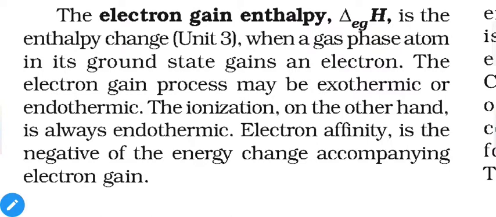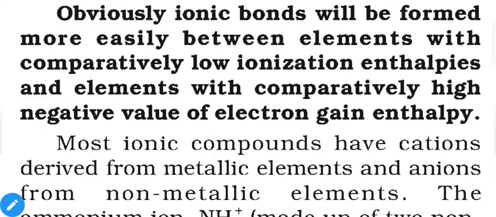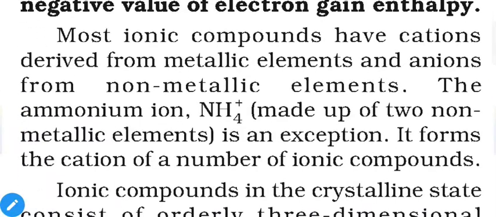Electron affinity is the negative of the energy change accompanying electron gain. Obviously, an ionic bond will be formed more easily between elements with comparatively low ionization enthalpy, so that they can release electrons easily, and elements with a comparatively high negative value of electron gain enthalpy, so that they can accept electrons easily. Most ionic compounds have cations derived from metallic elements and anions from non-metallic elements. The ammonium ion NH4+, made up of two non-metallic elements, is an exception. Otherwise, mostly metals and non-metals are used in ionic compounds.